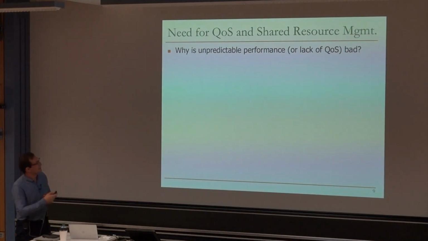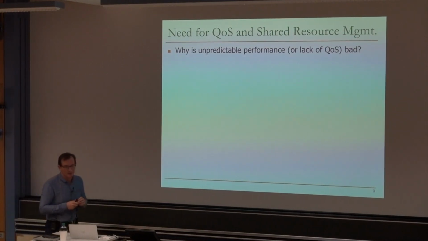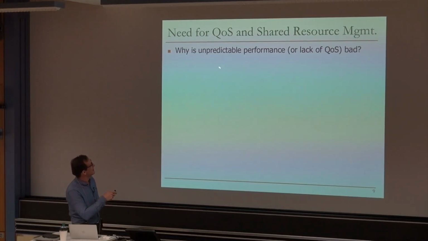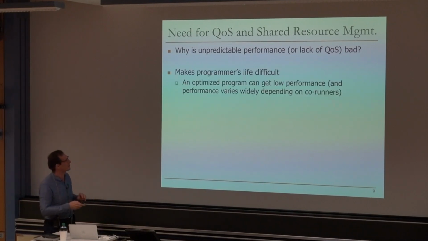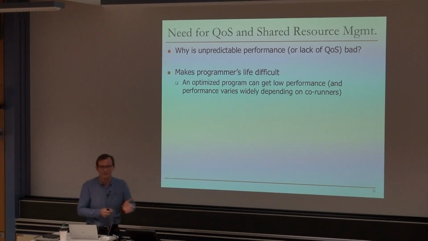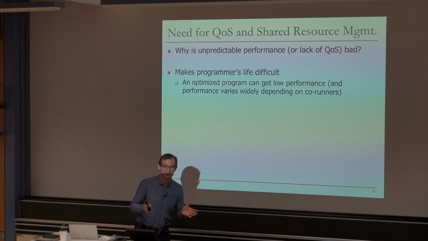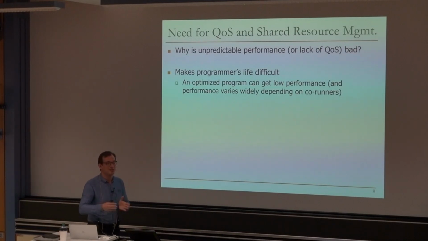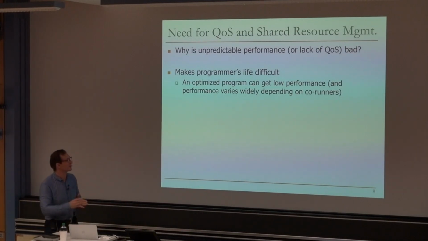So I'll motivate the need for quality of service a little bit also. Basically, why is unpredictable performance or lack of quality of service bad? I'll go through this relatively quickly. Hopefully some of this is obvious. But this makes programmers' life difficult if, let's assume that your performance is not isolated.